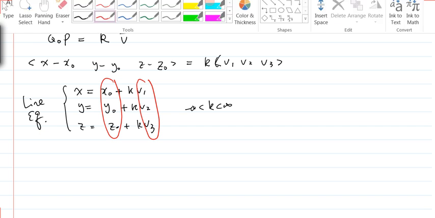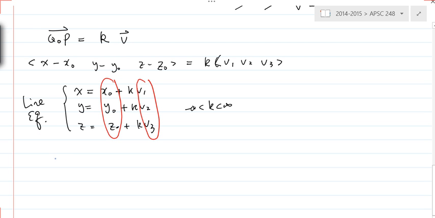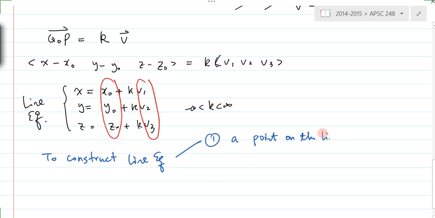So if I want to construct a line equation, what information do I need? I need two pieces of information. Number one, I need a point on the line. Number two, I need a vector parallel to the line.